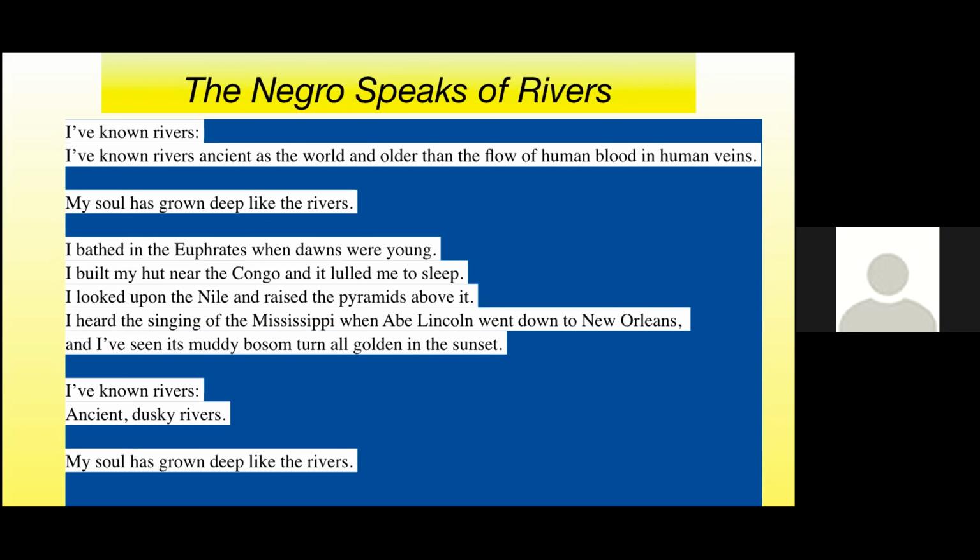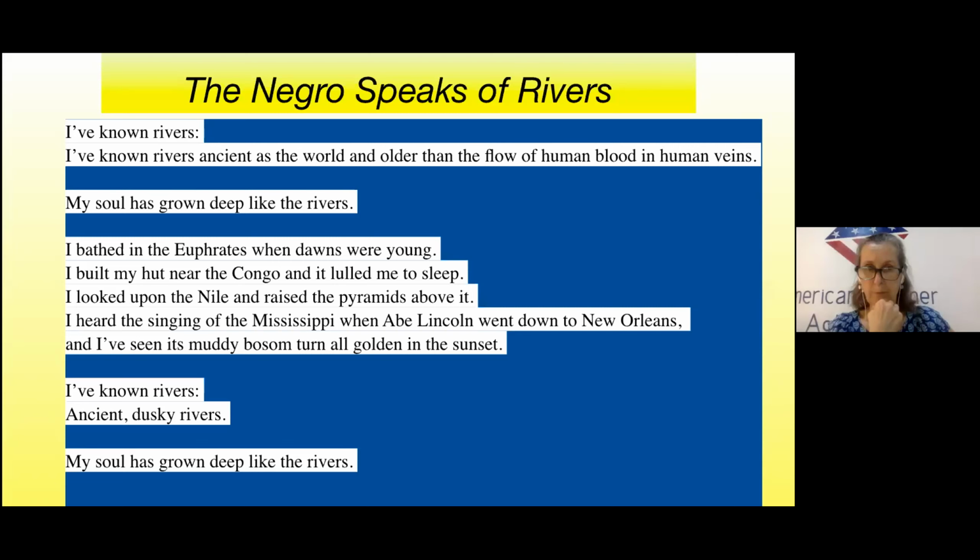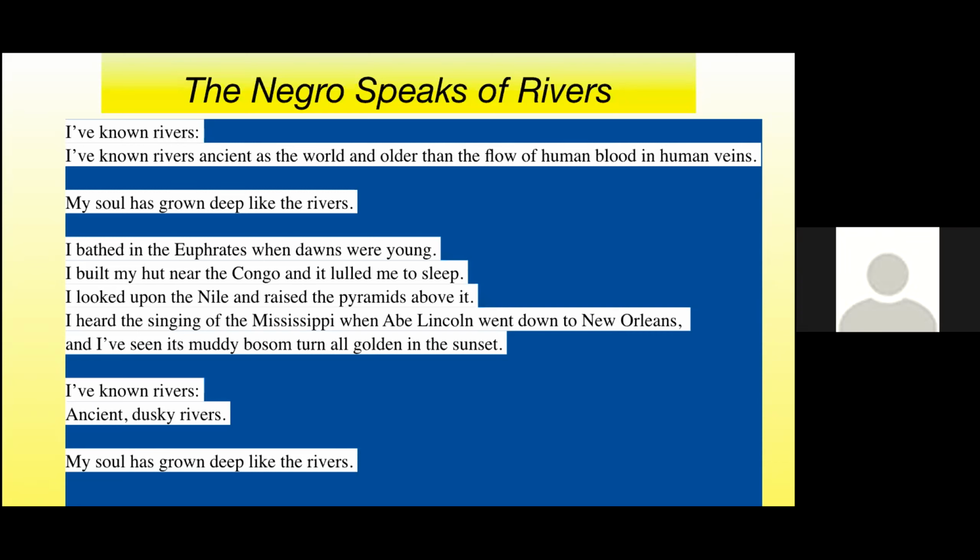I've known rivers, ancient as the world and older than the flow of human blood in human veins. My soul has grown deep like the rivers. I bathed in the Euphrates when dawns were young. I built my hut near the Congo and it lulled me to sleep. I looked upon the Nile and raised the pyramids above it. I heard the singing of the Mississippi when Abe Lincoln went down to New Orleans, and I've seen its muddy bosom turn all golden in the sunset. I've known rivers, ancient, dusky rivers. My soul has grown deep like the rivers.